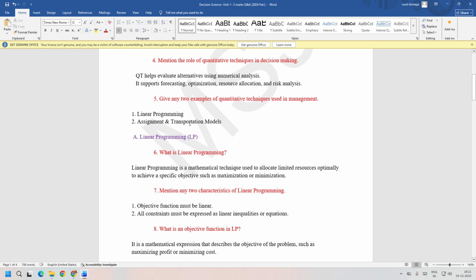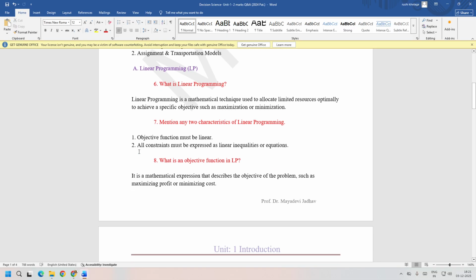Now we will move towards linear programming. What is linear programming? Linear programming is a mathematical technique used to allocate limited resources optimally to achieve a specific objective such as maximization or minimization. Now question number 7, mention any two characteristics of linear programming. The objective function must be linear, and another is all constraints must be expressed as linear inequalities or equations.